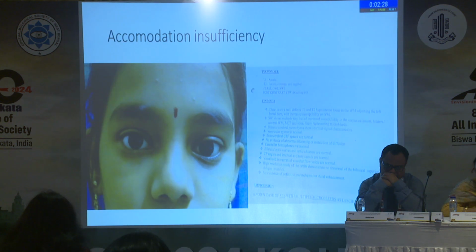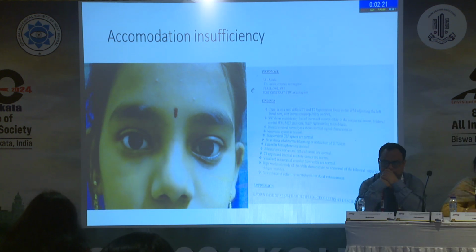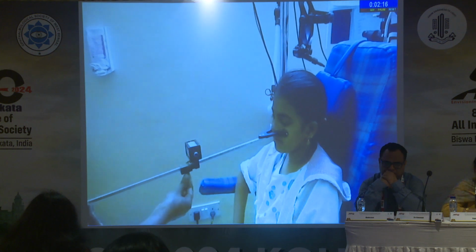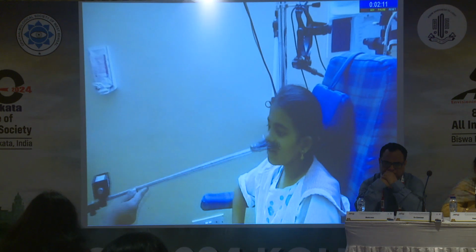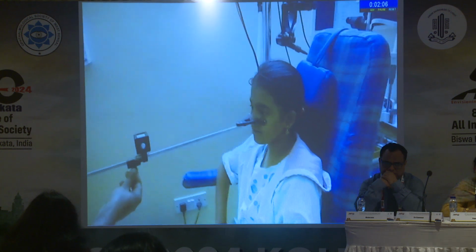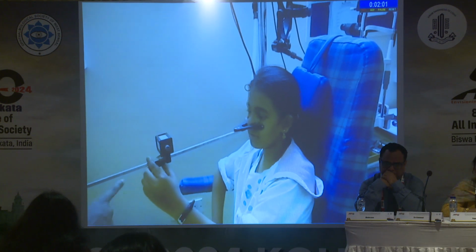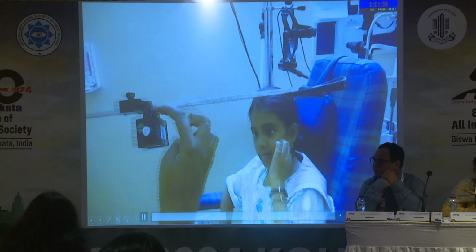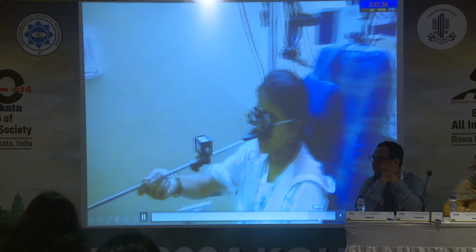This is another child with SLE, who was studying in 10th standard at that time and had problems with reading. Here also there were microbleeds around the pons and the middle cerebral area, and you can see her convergence is perfectly normal. She can converge, but when we put on the accommodation, the near vision, that is when she finds it abnormal. And when we put on glasses, she can get her near point of accommodation closer.